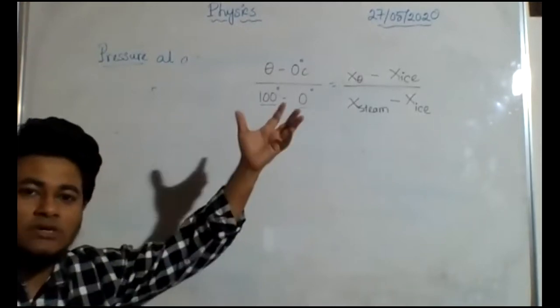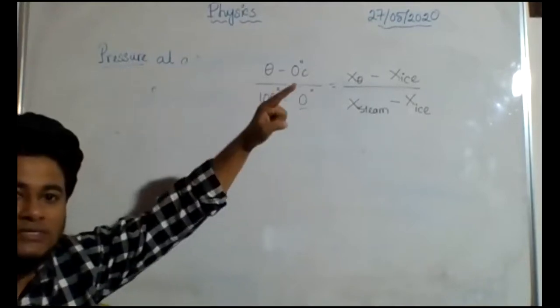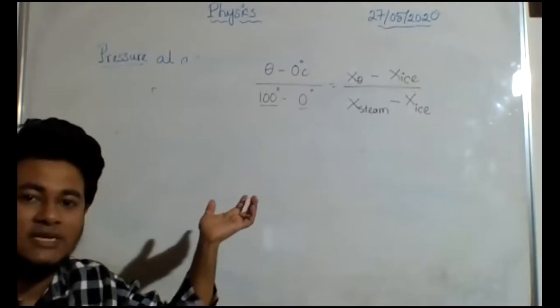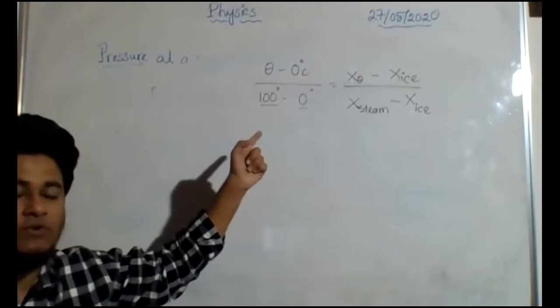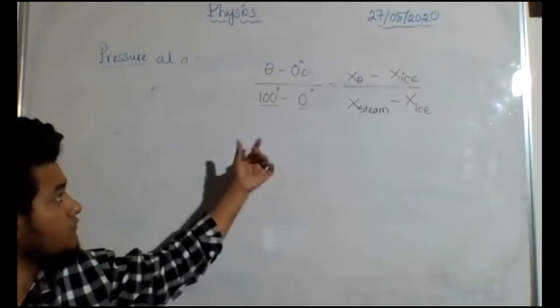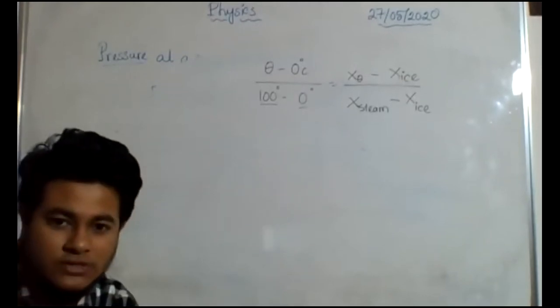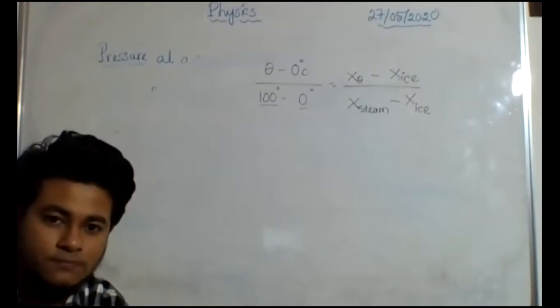This is very easy to understand if you think about the corresponding values. For theta, there will be x theta. For 0 degree, there will be x0. Now x0 is basically x ice, okay, because that is the ice point. And 100 degrees Celsius, for this one, the corresponding value is x steam. Okay, so if you just put the corresponding value, this equation is nothing difficult to understand. So anybody wants to ask any question before I move to the book?